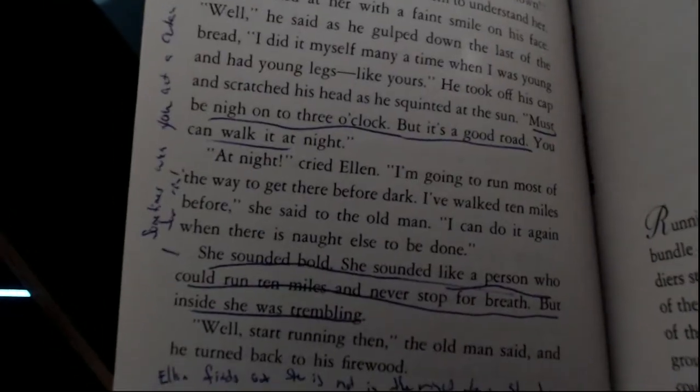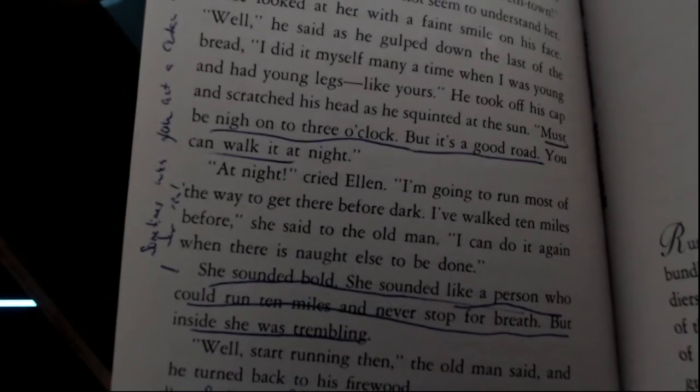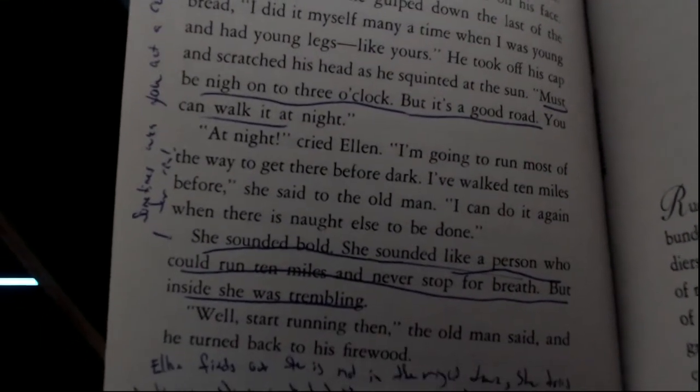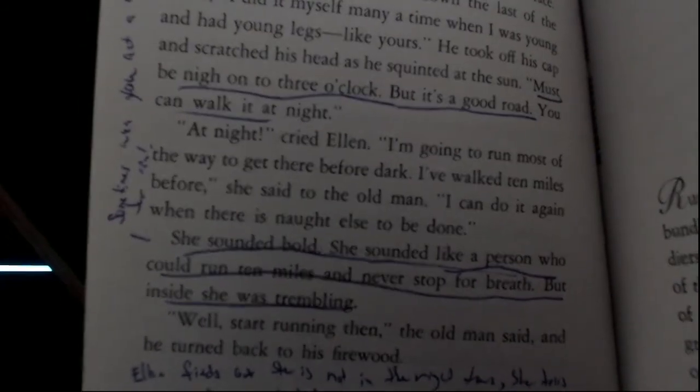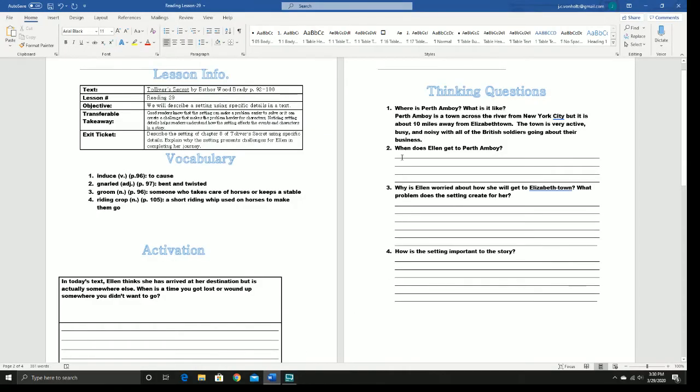Right here. Higgins saying, must be nigh on to 3 o'clock, but it's a good road. You can walk it at night. And then right underneath, Ellen says that she's going to run most of the way to get there before dark. Okay? And so the first part tells us exactly what we want. She gets there around 3 o'clock. But that second part will connect to our next question, which is why she's worried about how she'll get to Elizabeth and what problem does the setting create for her. So let's just answer this very quickly first.